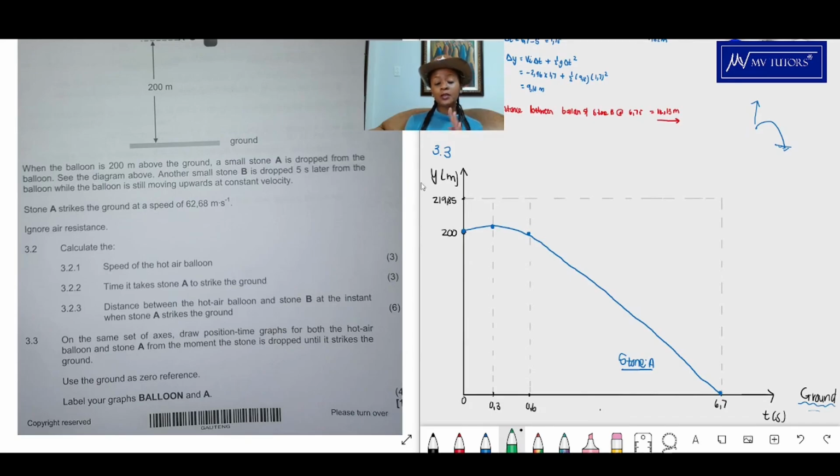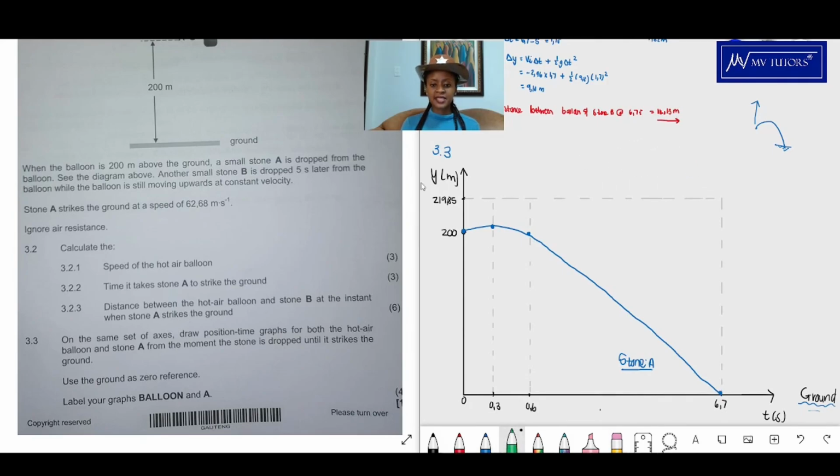Now the hot air balloon. It moves at constant velocity. Remember the equation we used to get y for the hot air balloon: velocity times time. If you think about your straight line graph, m being the velocity is your gradient. Because the gradient is constant, it's just going to be a straight line. Where it cuts the y-axis, you'll see the value is actually 200. So this should actually be plus 200, negative v times t, because we took upwards as negative.